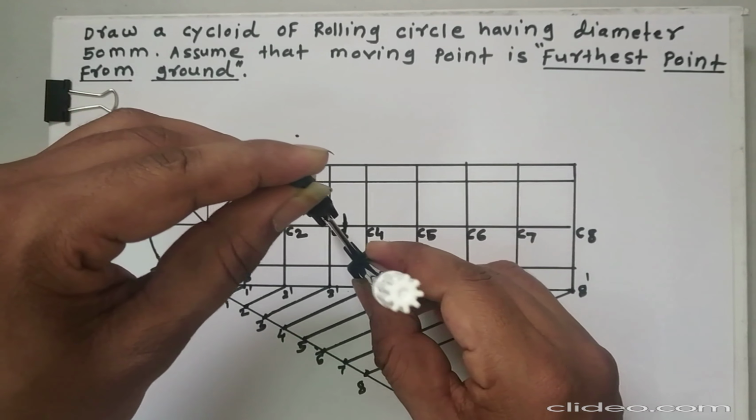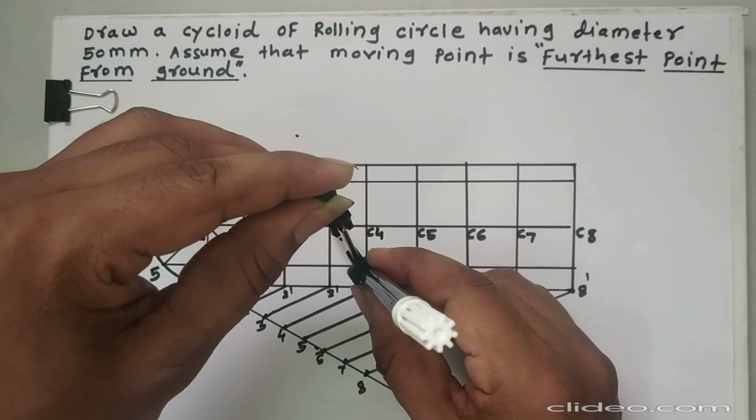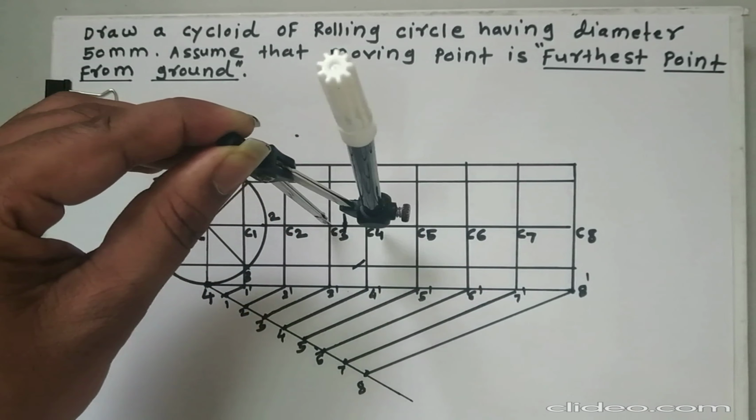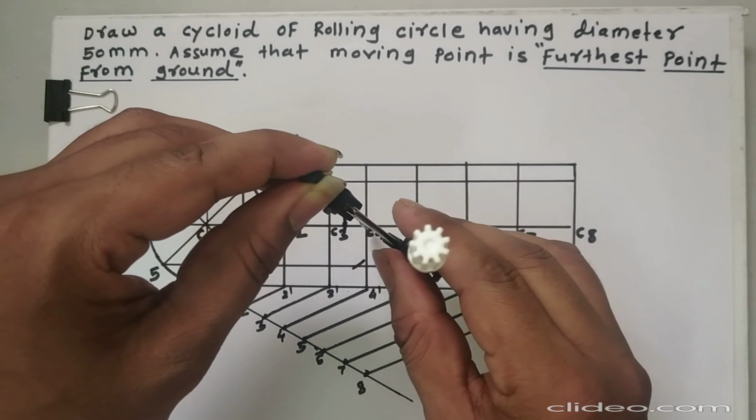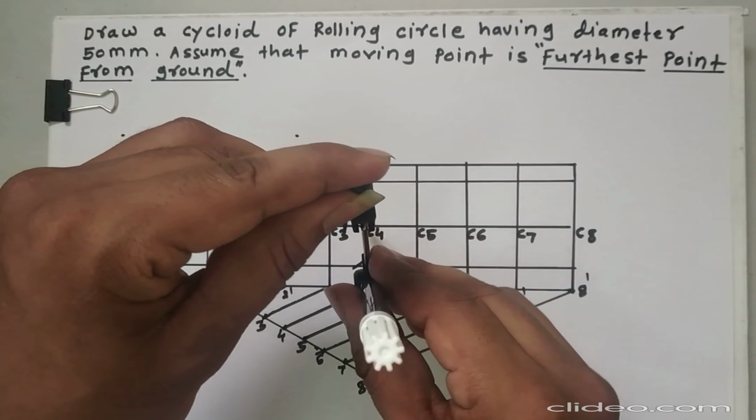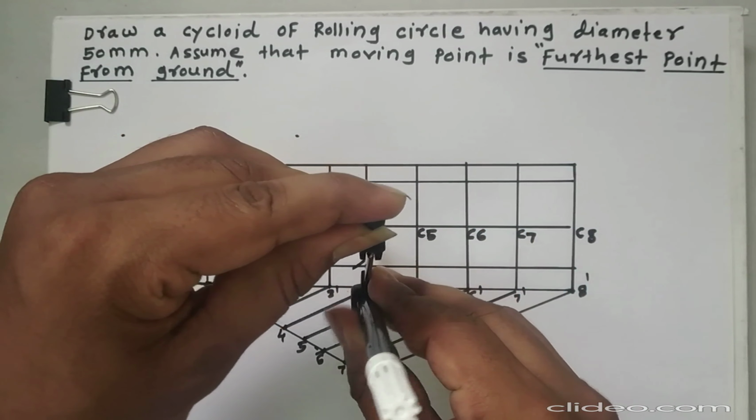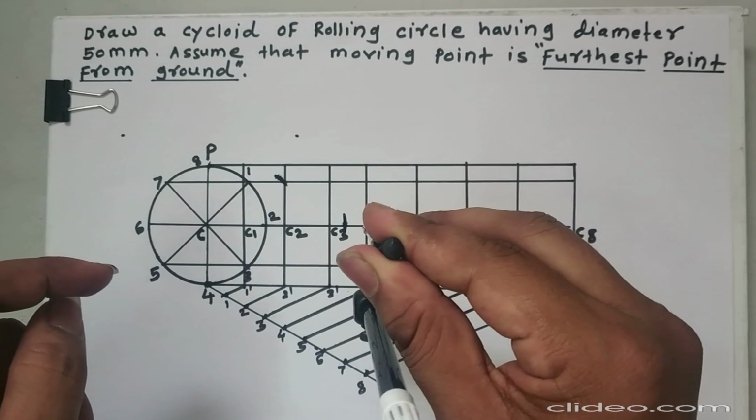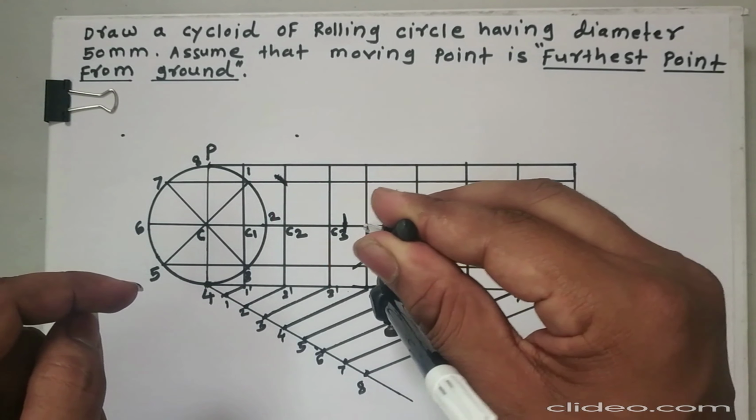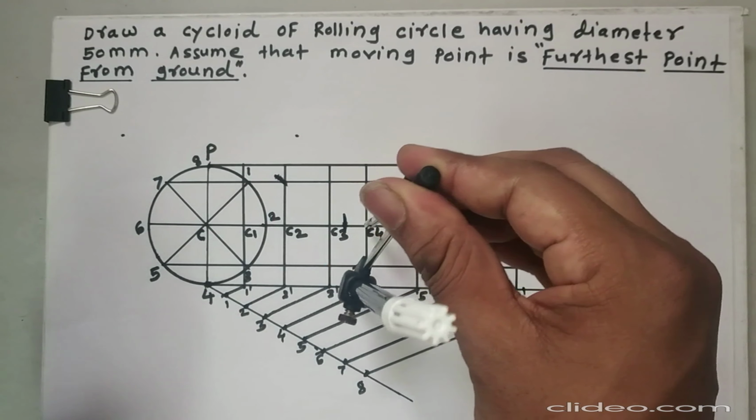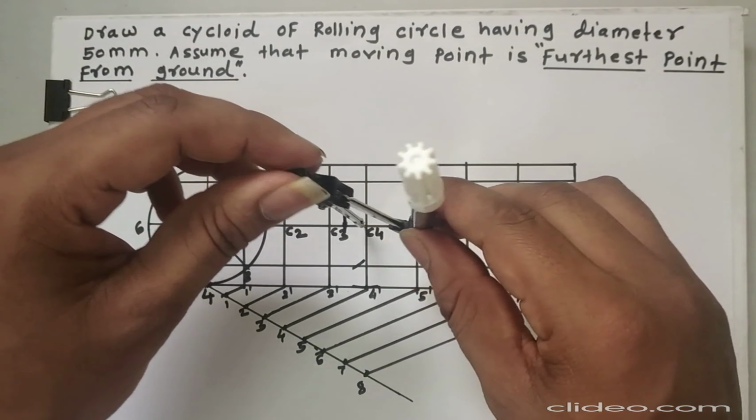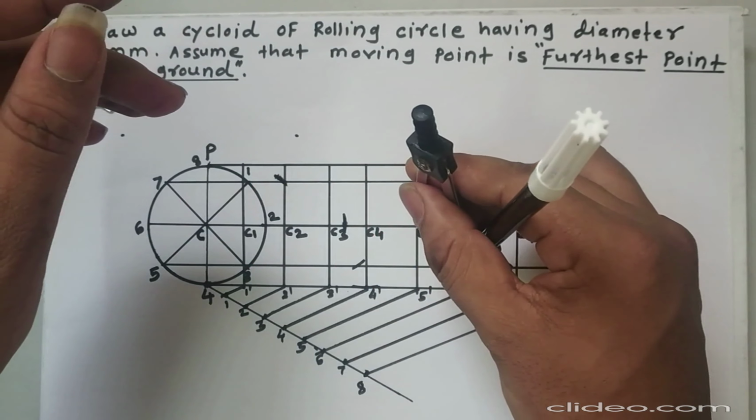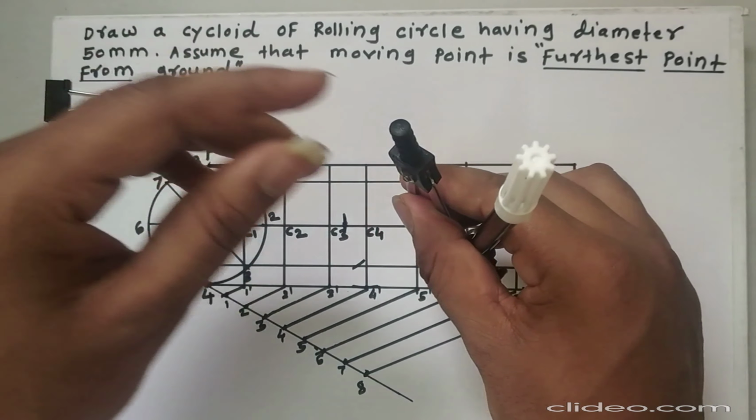and cut that line. Next C4, again same radius. Point number 4 is over here, so it will come exactly onto the top of this point number 4. Next consider point number 5.